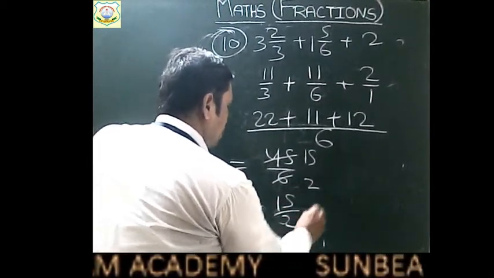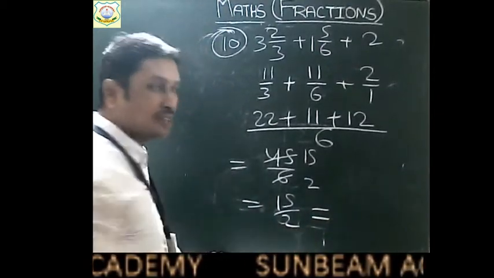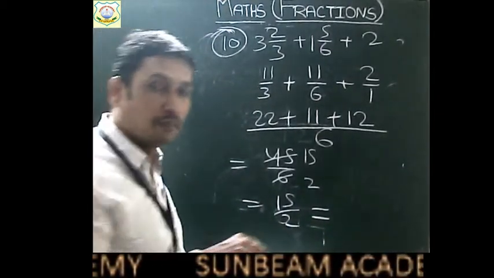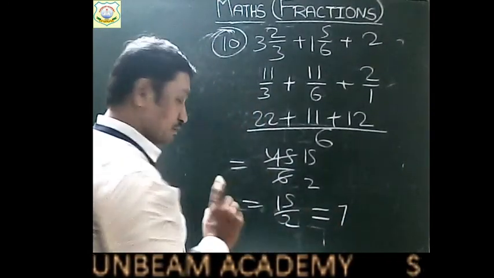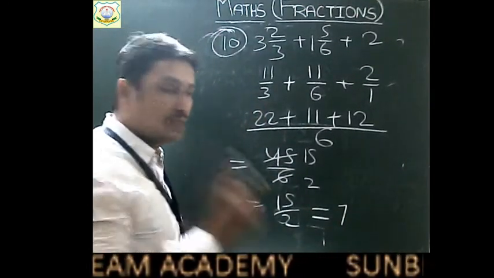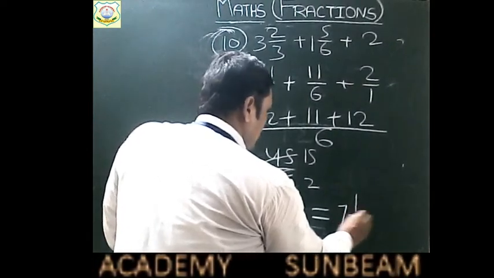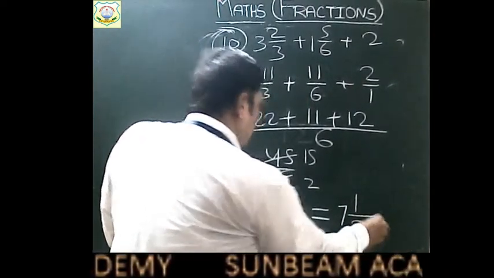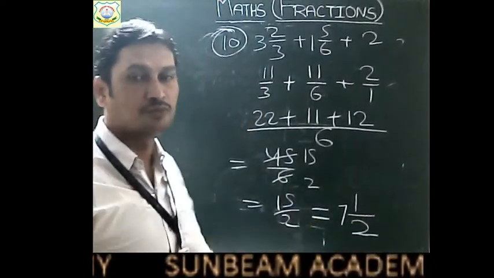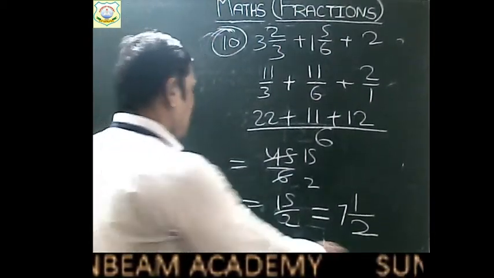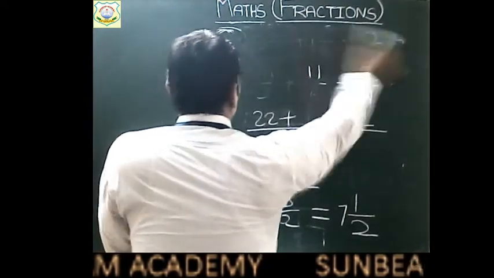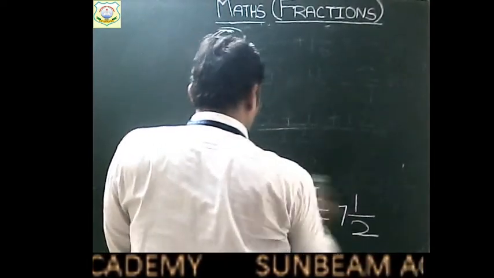15 by 2, and this is an improper fraction, so we will convert this into a mixed fraction. 2 sevens are 14, and 1 is the remainder, so 1 will be written in the numerator and the denominator will be 2, because we are dividing by 2. 7 whole 1 by 2 is the answer. Okay. So in the same way, children, let us see some other question again.